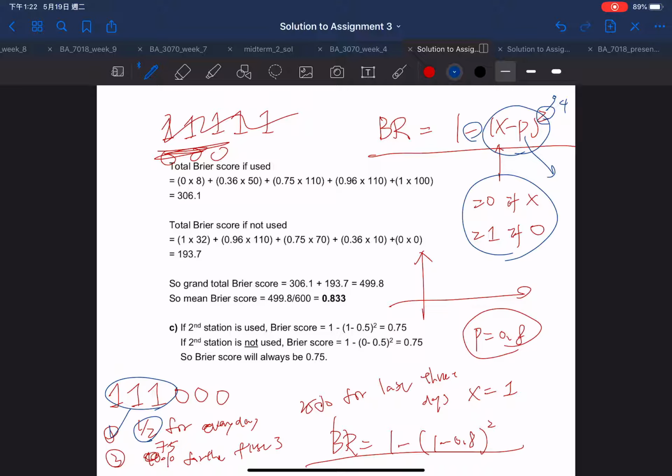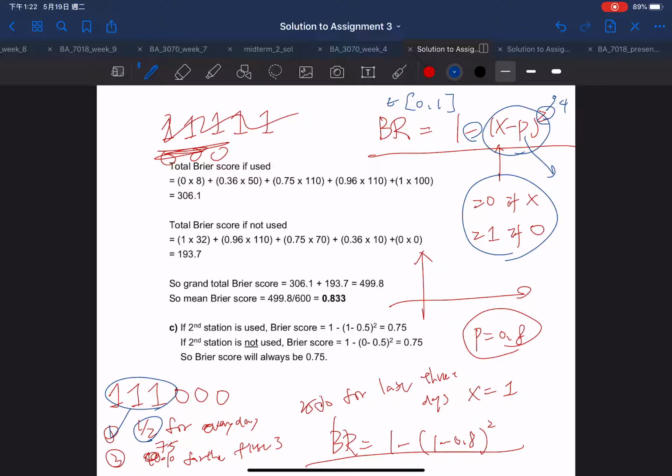So 0 minus something between 0 and 1 is still going to be between 0 and 1. To the power of 2 is still going to be between 0 and 1. 1 minus that is still between 0 and 1. So the whole thing is between 0 and 1.